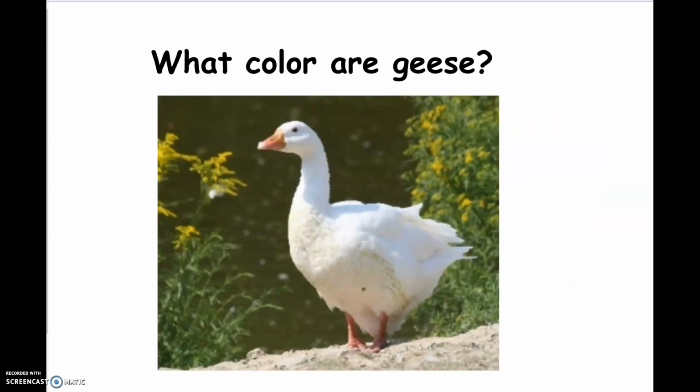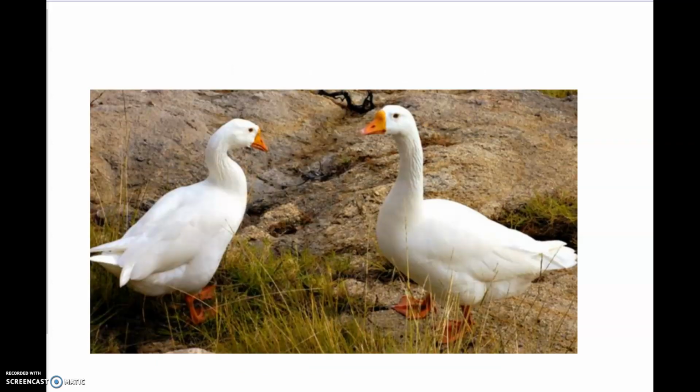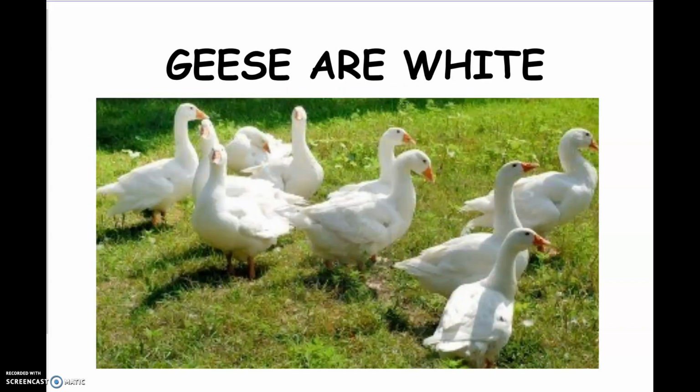So what color are geese is the question. So we have this picture of this goose. We have another picture, and now we have two geese here. So now, what color are geese? Geese are white. Look at all the geese, they're all white.